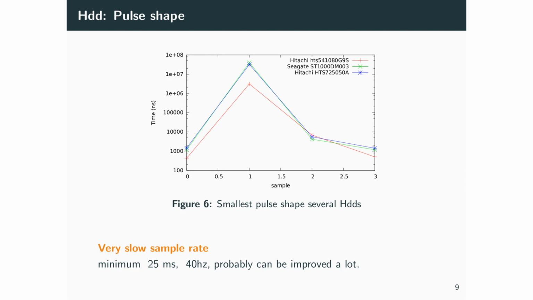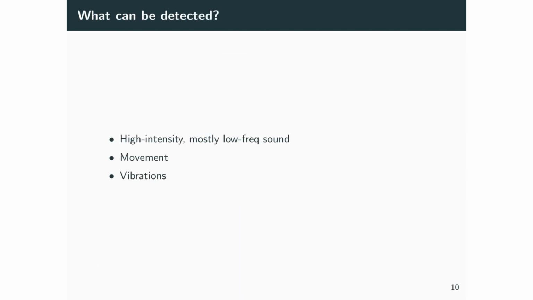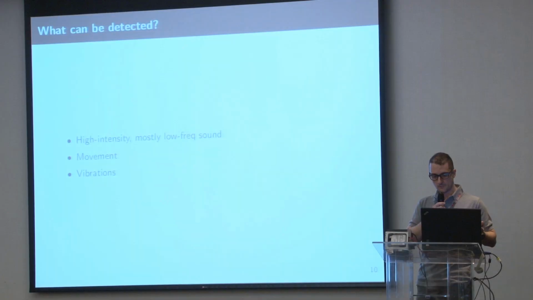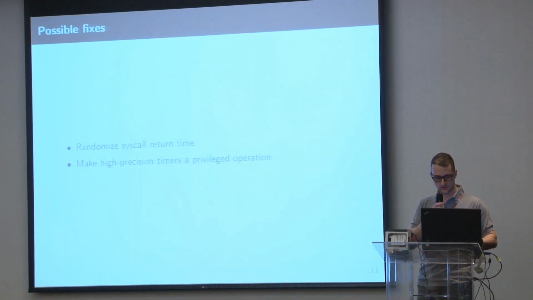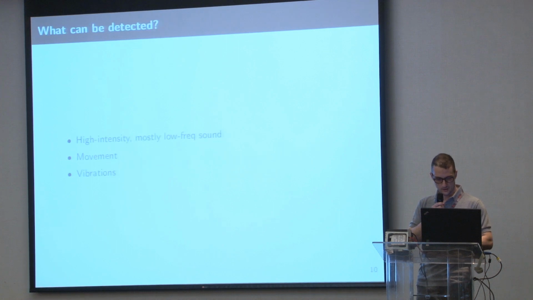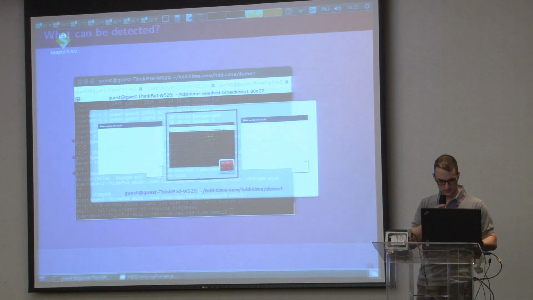And let's do a demonstration now about how this works. Okay, we can measure movement because the hard disk actually is sensitive to movement. The movement is a very low frequency vibration, but the hard disk is very sensitive to it. Vibration and some sound. For example, let's do a demonstration here.